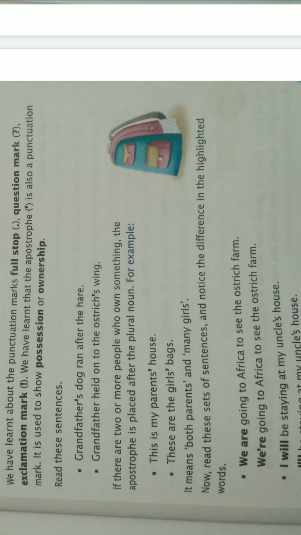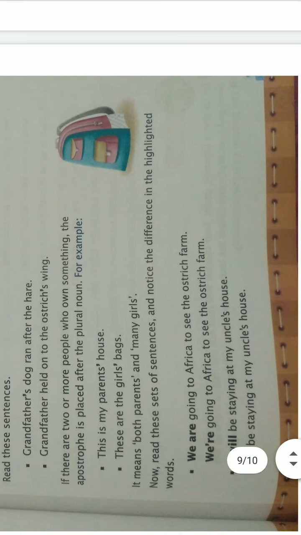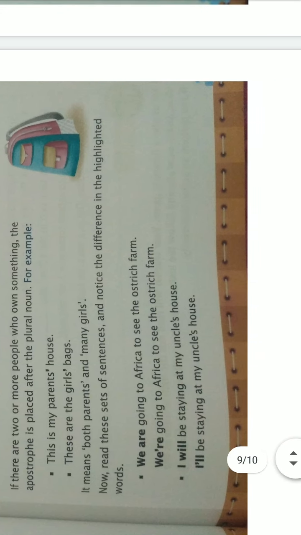When there are two or more persons who own something, then the apostrophe is placed after the plural noun. Like, this is my parents' house. The house belongs to both of the parents, my father and my mother. So for parents, we will not write parent apostrophe s, we will write parents then apostrophe, because parent's means it belongs to one parent, and when we write parents', it means it belongs to both the parents.